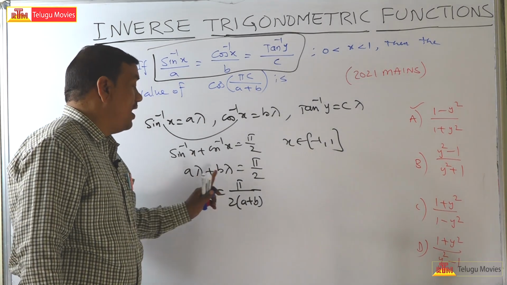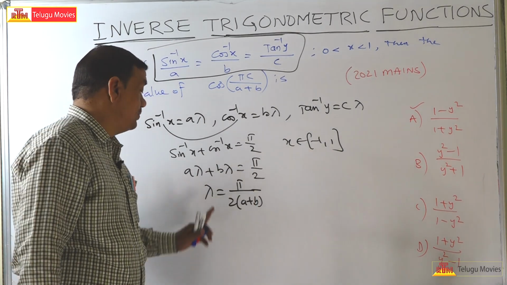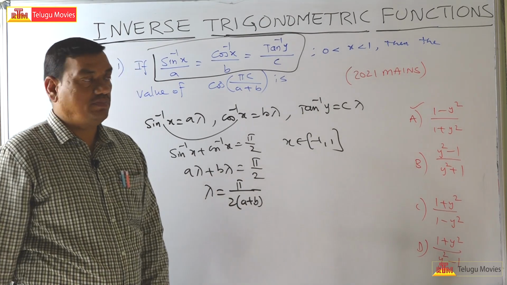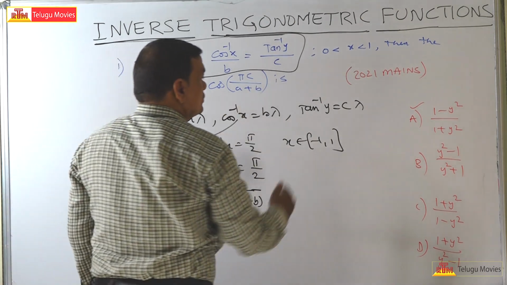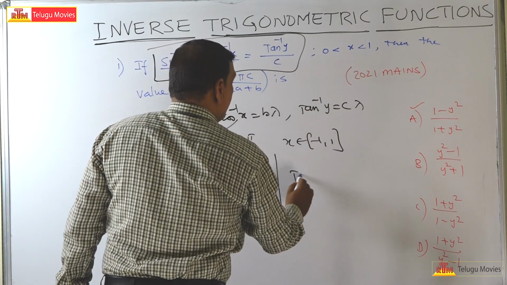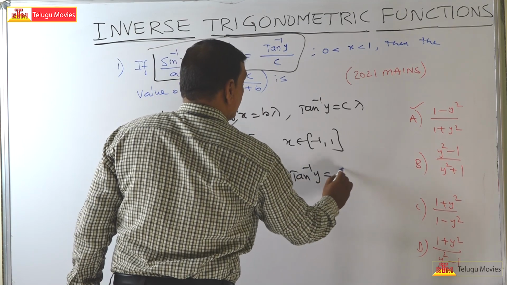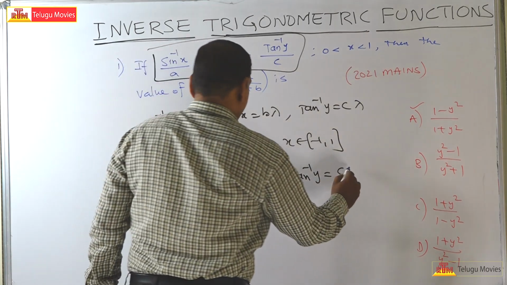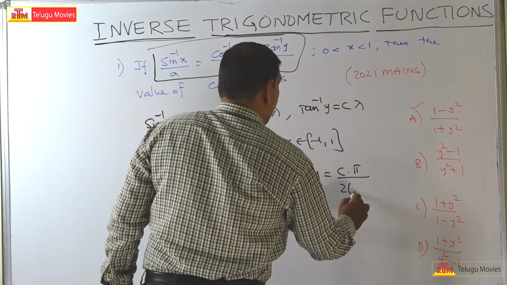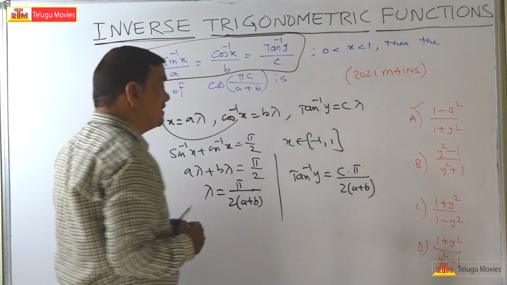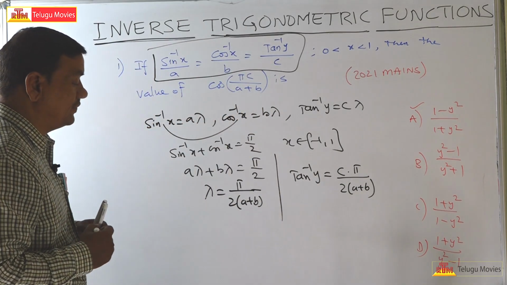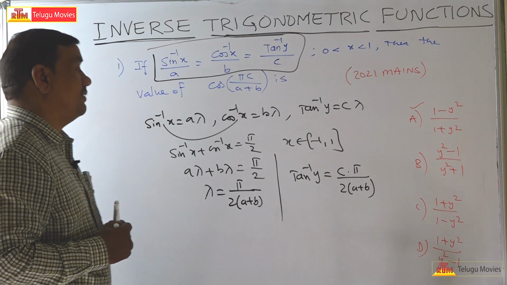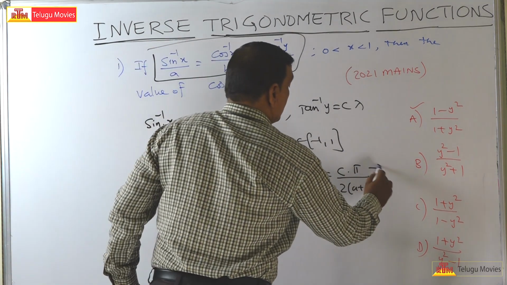So, here a lambda plus b lambda is equal to pi by 2. So, lambda is equal to pi upon 2 times a plus b. Coming to here, tan inverse of y is equal to c into lambda value, how much? Pi by 2 times a plus b. So, tan inverse of y is equal to pi c by 2 times a plus b. So, what is your tan inverse of y value? Pi c by 2 times a plus b. Put it like that, call it as 1.